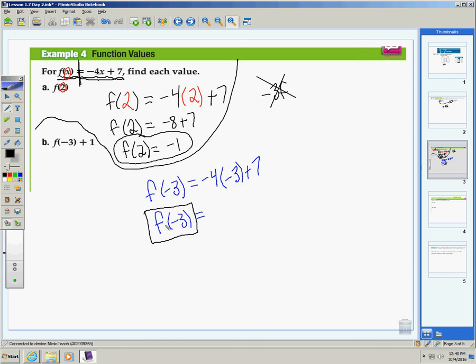And now I just evaluate the right side. Negative 4 times negative 3 is 12. 12 plus 7 equals 19. Now that I know f of negative 3 is 19, I can just substitute in using my substitution property. I can write 19 instead of f of negative 3 plus 1, and 19 plus 1 gives me 20. Do these problems this way. It may seem like a lot of extra work, but it keeps you from making a mistake. So make sure to try to do them this way to eliminate any mistakes.